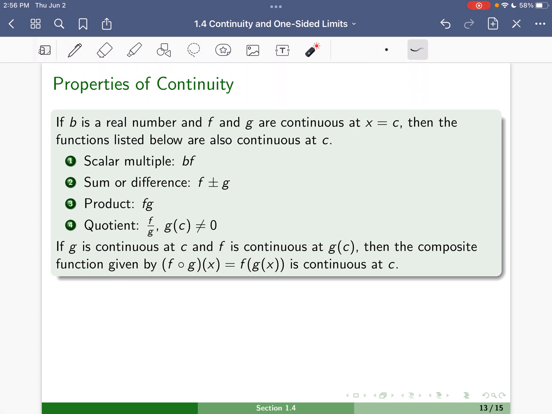If g is continuous at c and f is continuous at g of c, then the composite function given by this is also continuous at c. So those are the ideas of continuity.